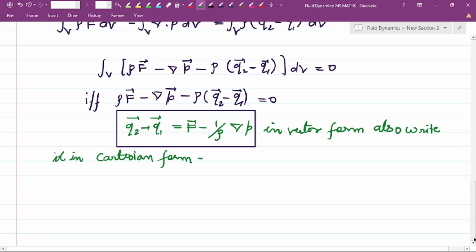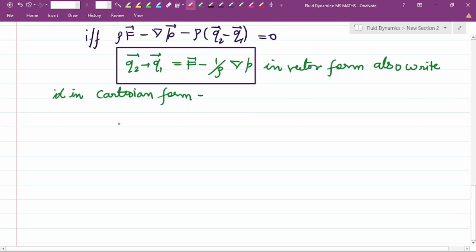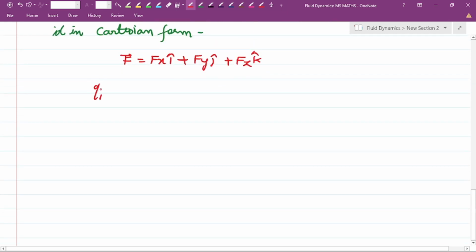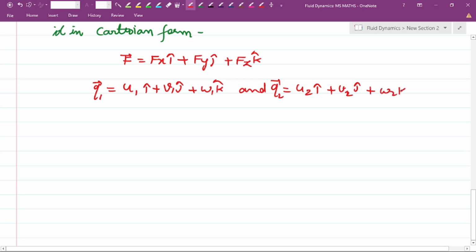So we can write in such a way that, within the components, the F vector is nothing but Fx i cap plus Fy j cap plus Fz k cap, in Cartesian coordinates, meaning the x, y, z axes, whereas q1 is basically u1 i cap plus v1 j cap, the velocity in the y direction, plus the velocity in the z direction w1 k cap, and the q2 vector is basically u2 i cap plus v2 j cap plus w2 k cap.